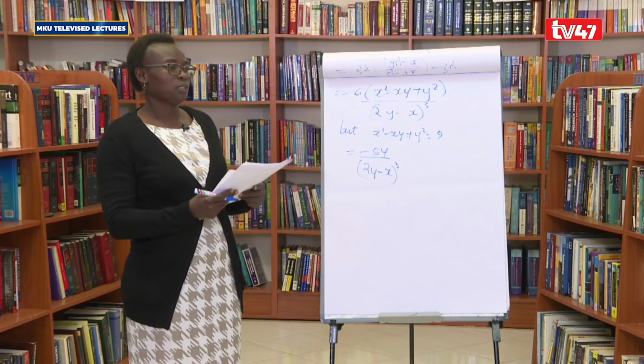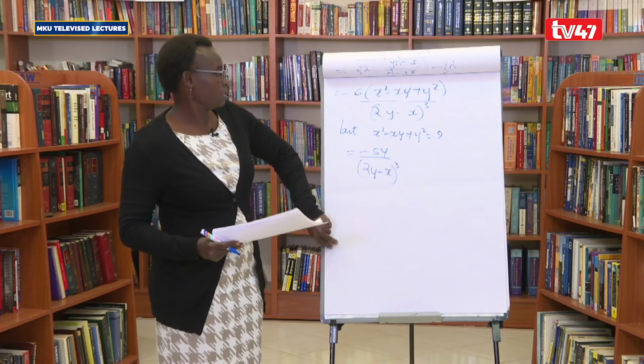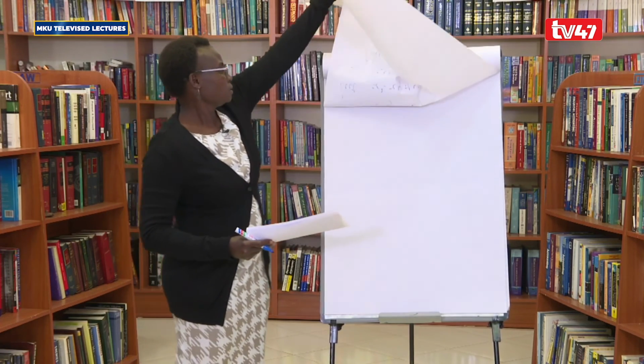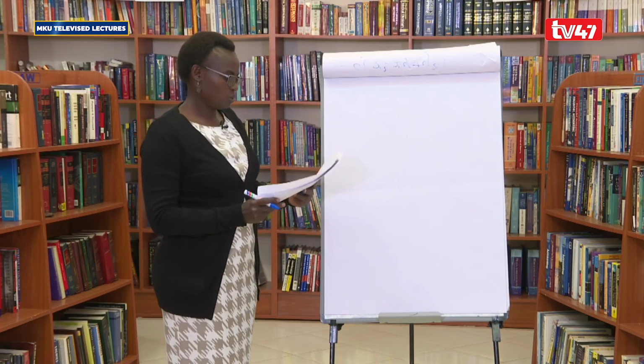Okay, so that is the second derivative for an implicit function. We go to the second derivative for parametric functions. So next is parametric functions. We can do at least one.